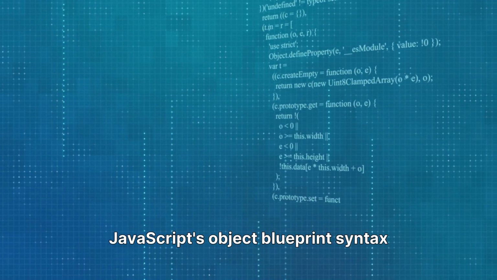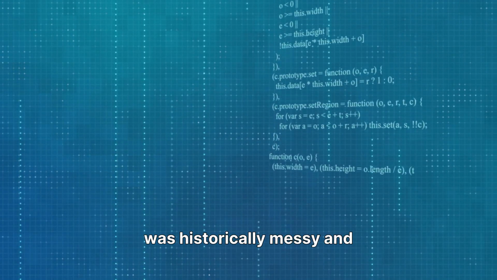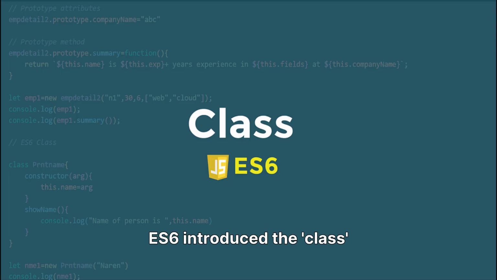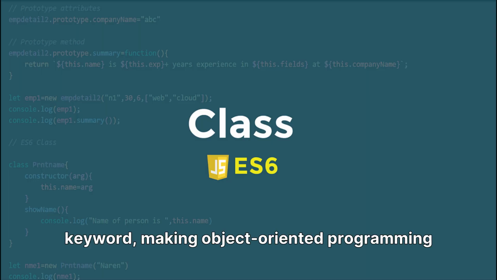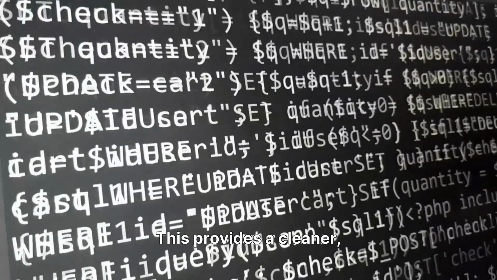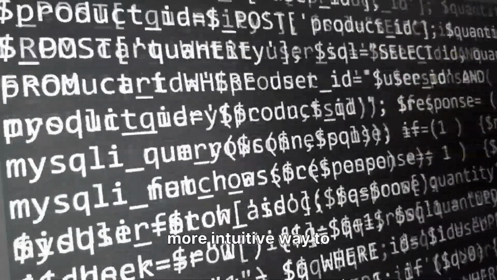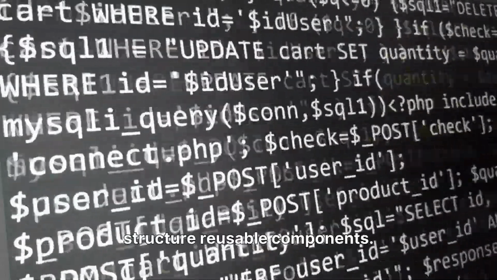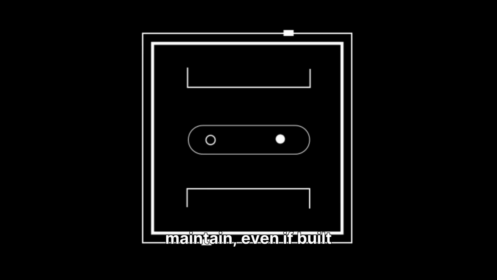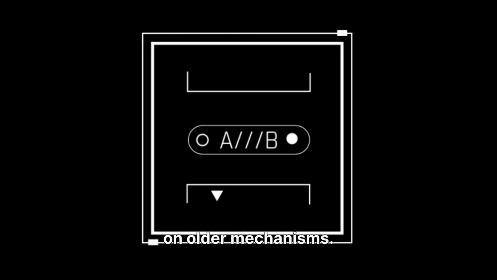JavaScript's object blueprint syntax was historically messy and inconsistent. ES6 introduced the class keyword, making object-oriented programming more traditional. This provides a cleaner, more intuitive way to structure reusable components. Classes make code easier to read, teach, and maintain, even if built on older mechanisms.